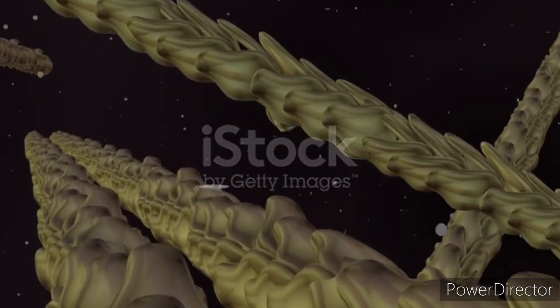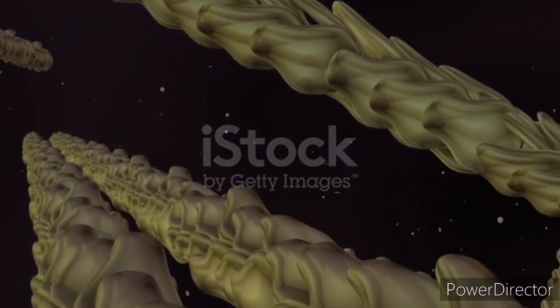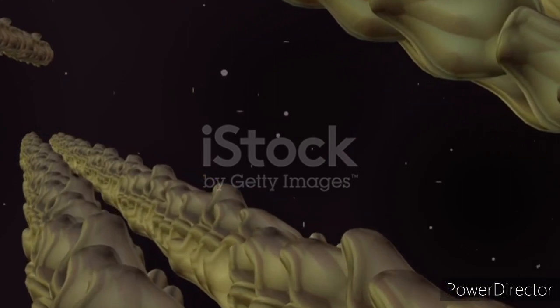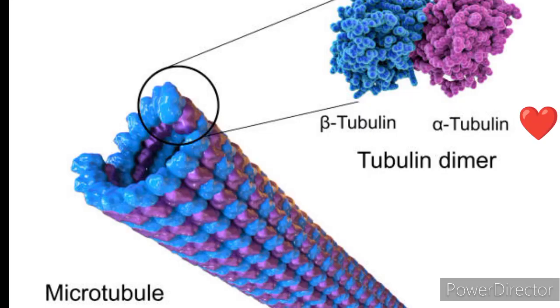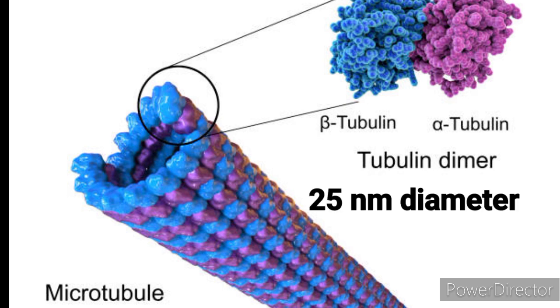cellular processes. Microtubules have several key characteristics and functions. Structure. Composed of alpha and beta tubulin proteins, microtubules have a hollow cylindrical structure formed by a linear arrangement of tubulin subunits. These tubules can vary in length and are about 25 nanometers in diameter.